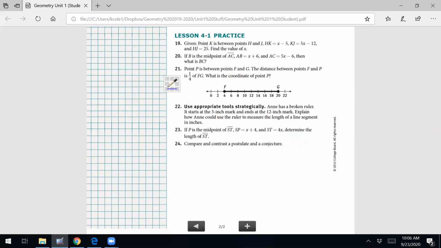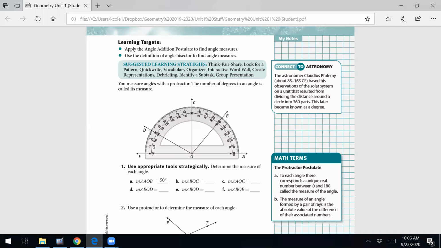All right, so look at page 45. Page 45 is about angles. We're going to be talking about applying the angle addition postulate to find angle measures and then using the definition of angle bisector. So it's very similar to what we were talking about with segments, except this time we're going to be dealing with angles. I'm going to be moving quickly so we can get through as much of this as we can.